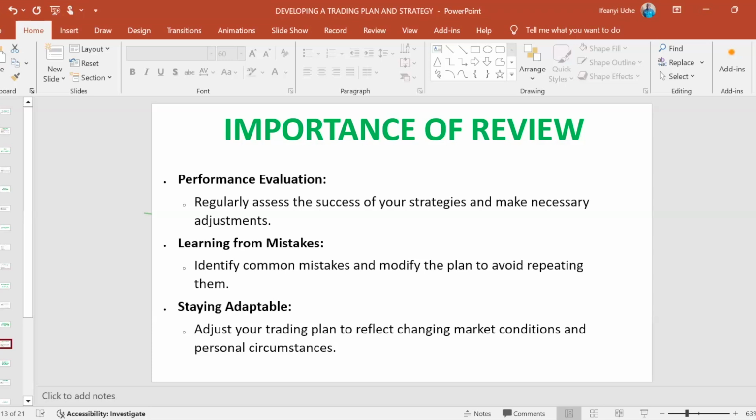Okay? And then keep on adjusting your trading plan to reflect changing market conditions and personal circumstances. Personal circumstances may be that for some reason your business is getting you more and more busy now, so you won't be able to sit down and be taking trades daily. So you want to adjust for swing trading or position trading. Or maybe now you have more time, so you want to move from swing trading to day trading, and you also want to be doing scalping. So always adjust. And even as market conditions keep changing, you have to keep adjusting too.